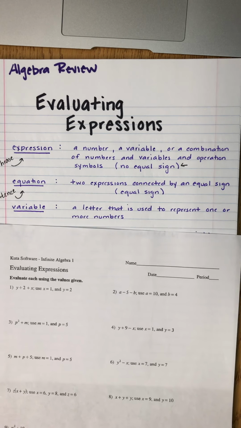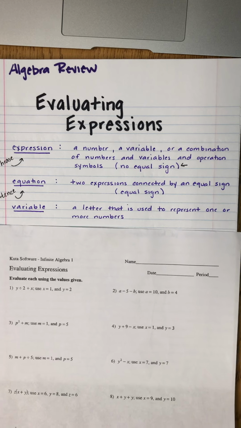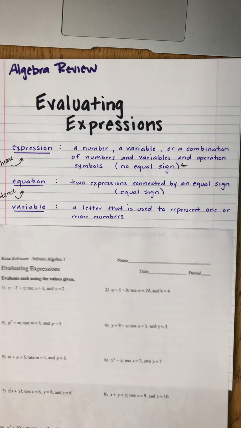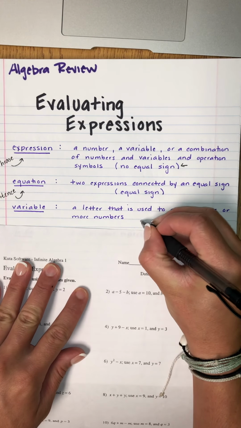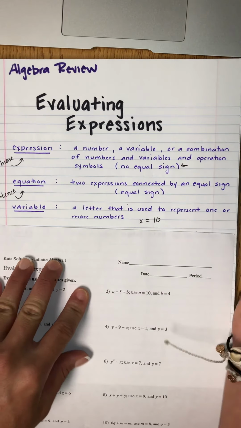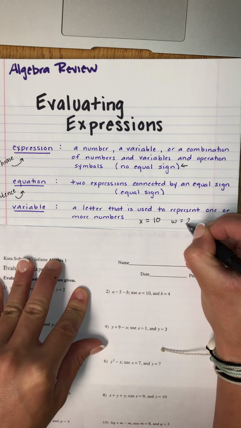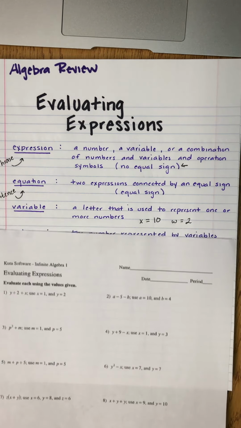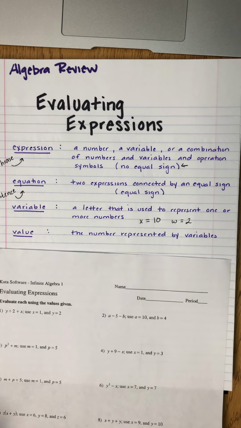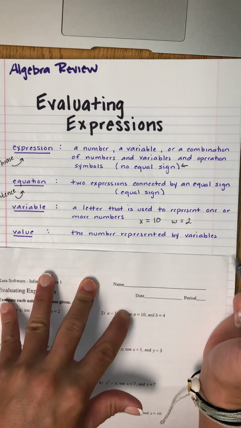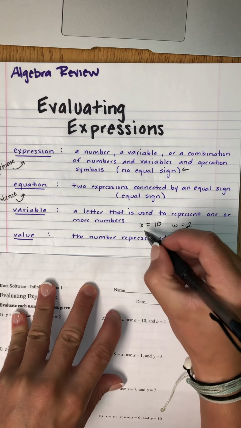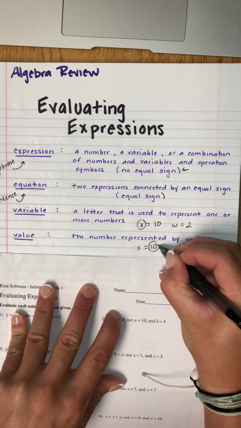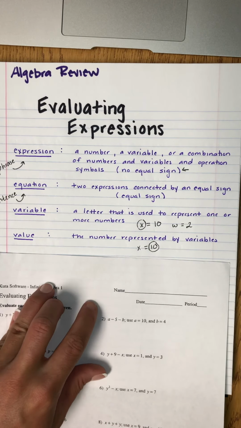Okay? In these expressions, you are going to see numbers and variables. Remember from algebra that a variable is just a letter. It's a letter that represents a number. So you're going to see, for instance, x equals 10. Or w equals 2, right? You can use any letter to represent a number. And then we have a value. The value is going to be the actual number, okay? So in this case, the variable is the x, but if we had x equals 10, the value would be 10. Okay, so a variable represents a value.